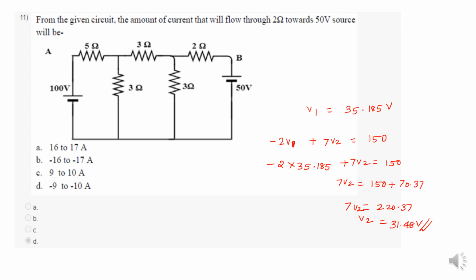But what's the question? The current that will flow through the 2 ohm towards the 50 volt source. So what is the voltage here? That is V2. So how to write the current in the 2 ohm? That is V2 minus 50 divided by 2. So now 31.48 minus 50, divided by 2, is the correct answer. That is, what is the answer? Minus 9.25. Minus 9.25 ampere is the correct answer. So option D is correct.